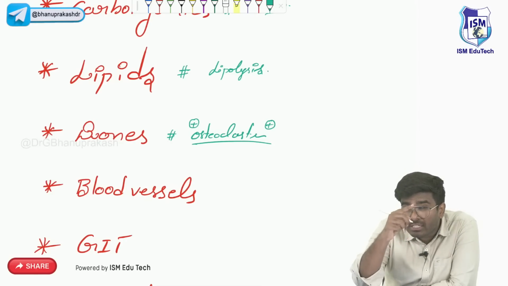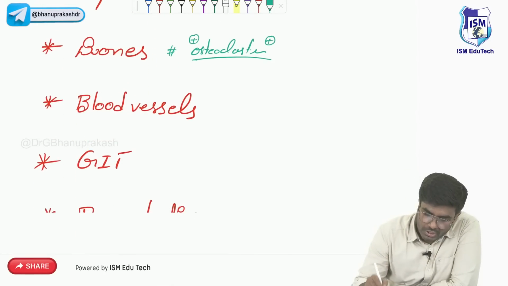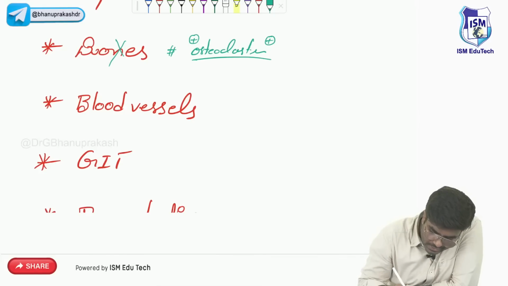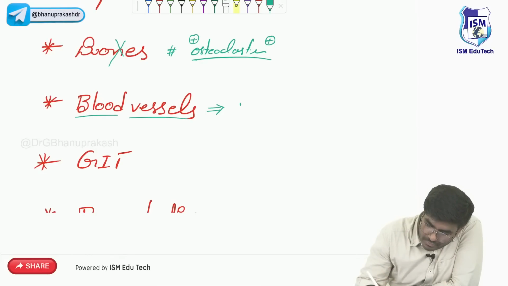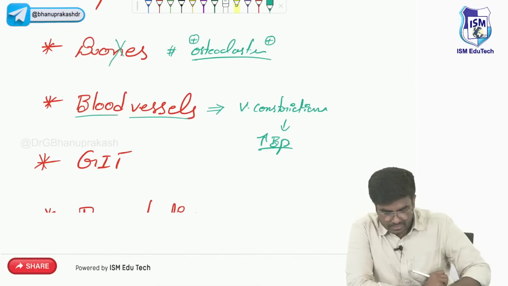Remember, all these points are important. Why are they important? Because at the end you will understand. So osteoclasts are activated, and bones are going to be destroyed. Now what is the action of cortisol on the blood vessels? If you can really tell me the answer, you are awesome. Cortisol causes vasoconstriction. It increases the BP, elevates the blood pressure level.